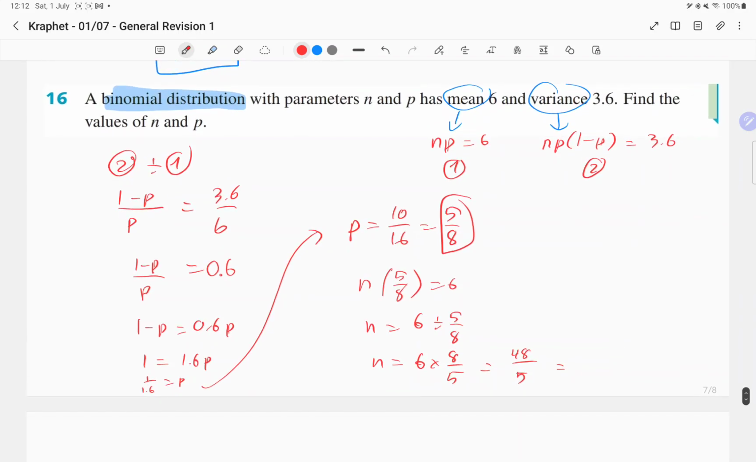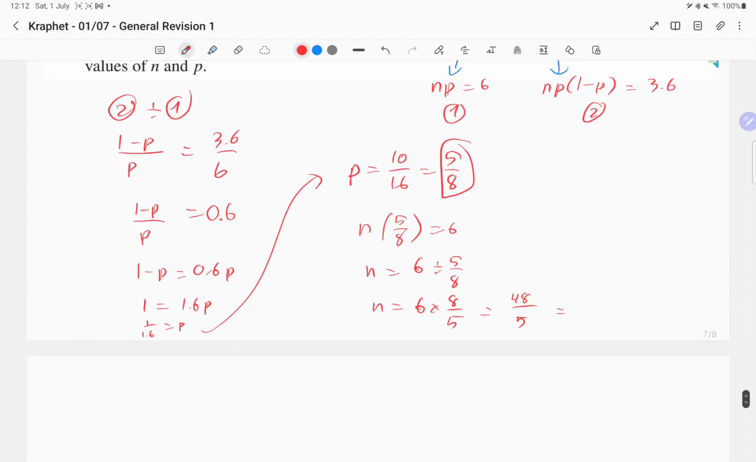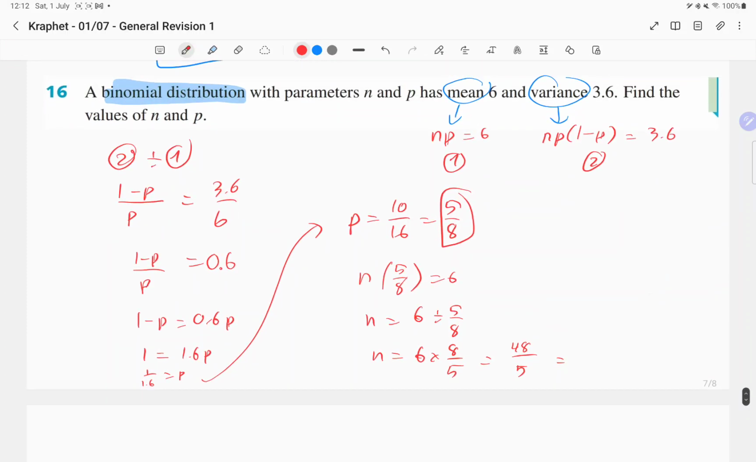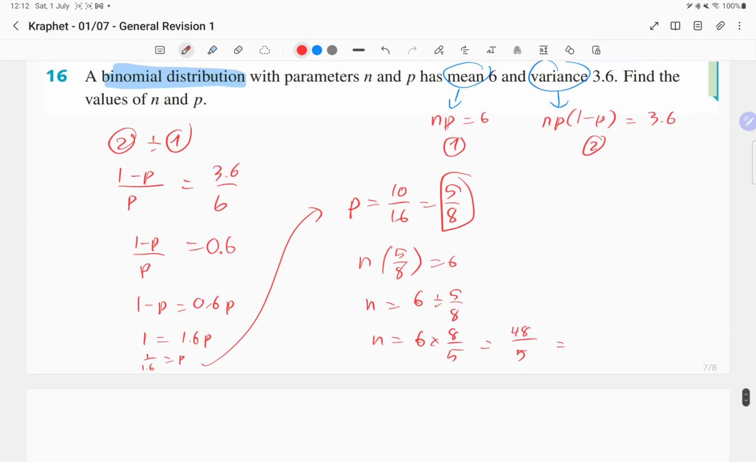Yeah, seems a bit strange, right? 48 over 5. Looks like it. 10, 5 over 8, yeah, 1.6. Yeah, it's a strange variance.